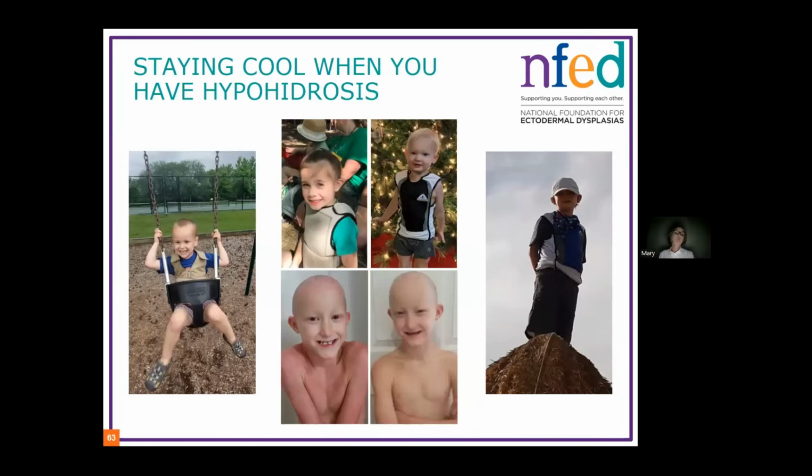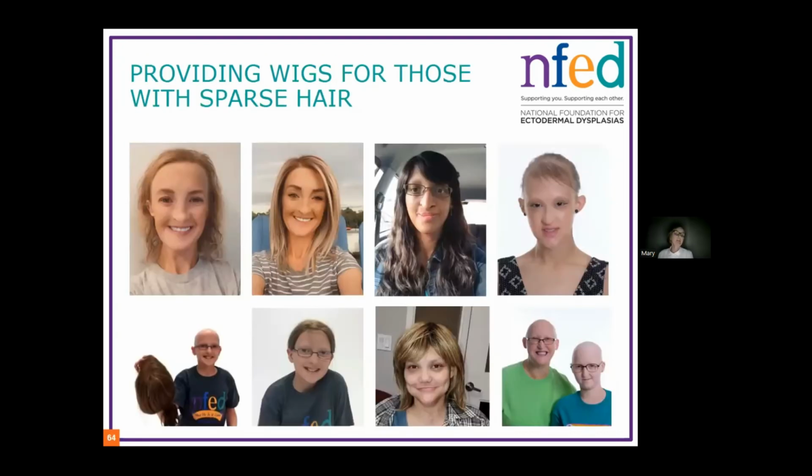We provide cooling vests, and a lot of education on how families and parents can keep their children cool so they don't overheat. Many children don't need cooling vests. Some do, but we can help families with that. A lot of families just carry squirt bottles around and wet t-shirts for sports. We also help provide wigs for individuals with sparse hair. So we can help with that.